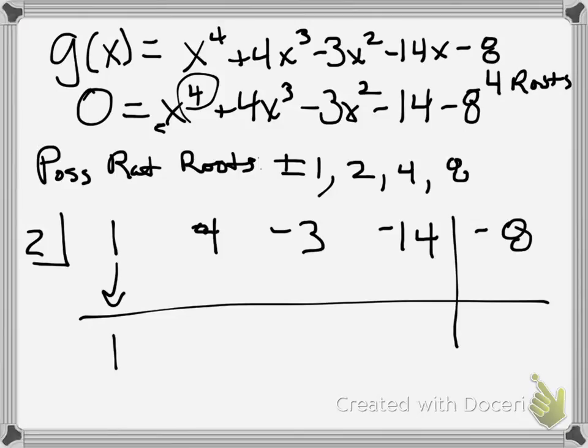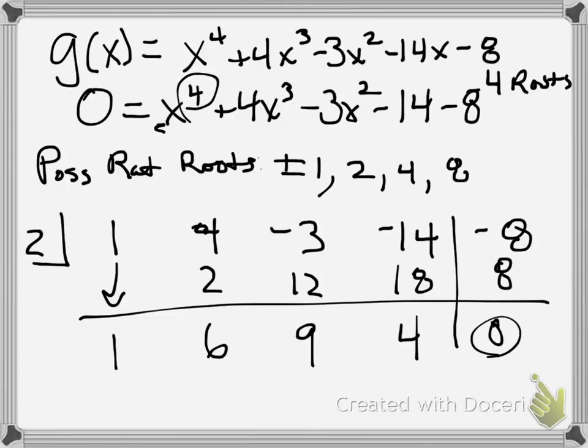I'll bring down the 1. Add to the 4 gets me 6. 6 times 2 is 12. Adds to -2... 9 times 2 is 18, that adds to -14 to get 4, and 4 times 2 is 8, which adds to -8 to get 0. Oh, I got lucky guessing. So x equals 2 is one of my roots. One down, 3 to go.